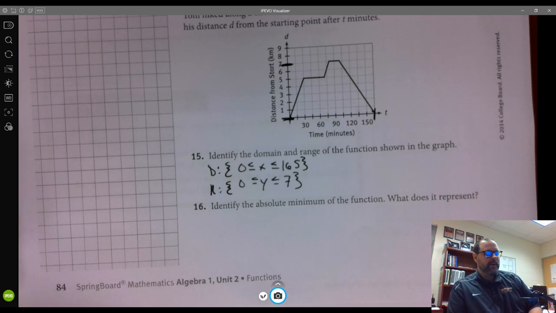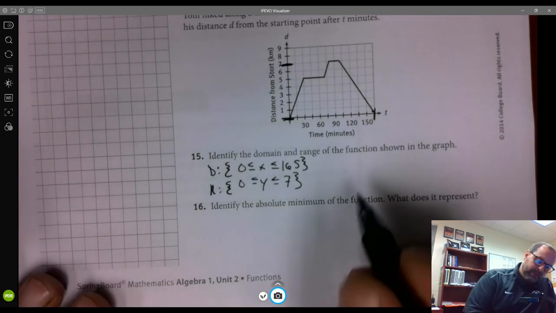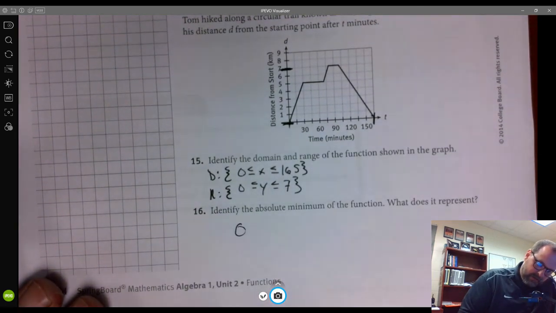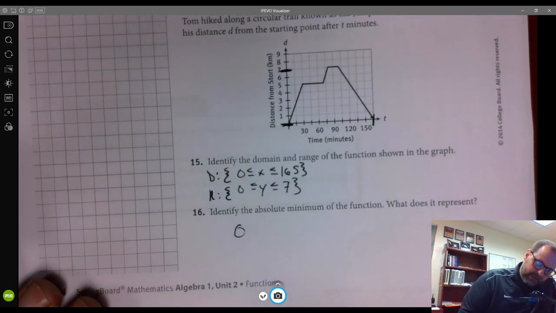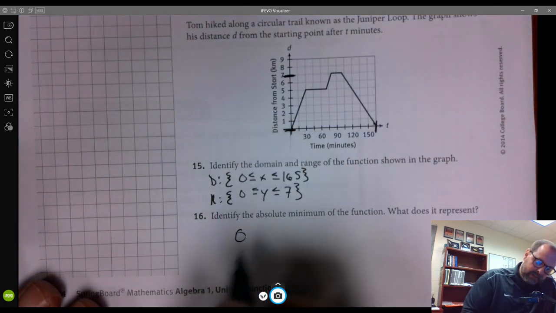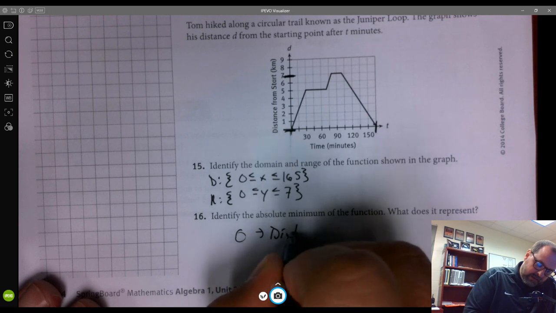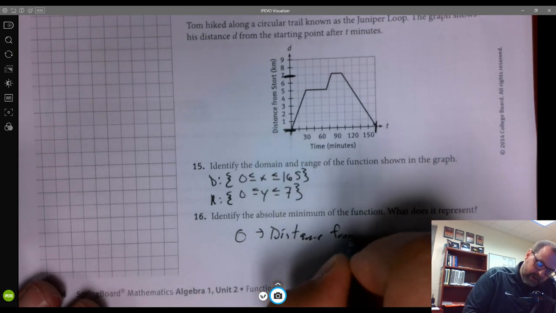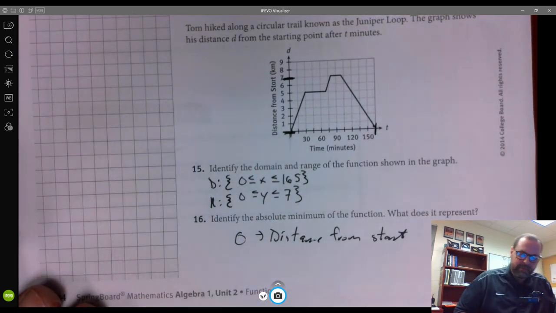Okay. Now, identify the absolute minimum of the function. Well, what's the absolute lowest spot? 0. What does it represent? Well, what is the y value? The distance from the start. So I could jot that down and say, oh, it's just the distance from the beginning point.